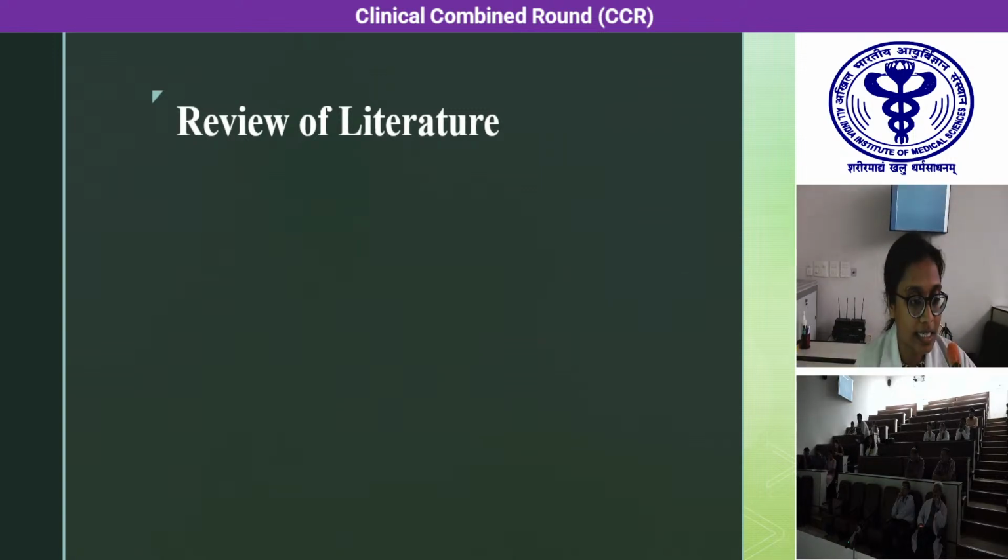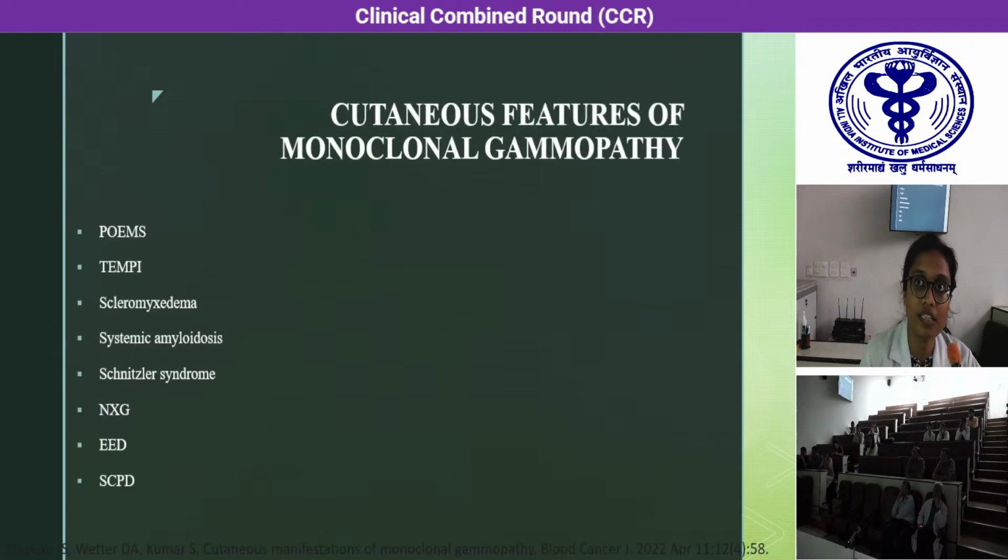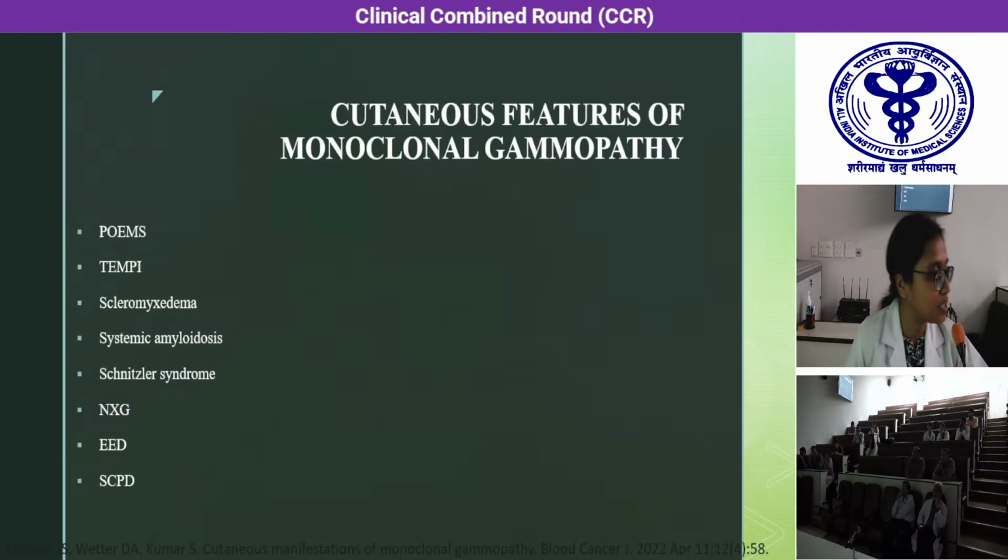Considering the clinical and histopathological evaluation, scleromyxedema was diagnosed, and with bone marrow biopsy involving more than 10% clonal plasma cells and hypercalcemia, a final diagnosis of scleromyxedema with multiple myeloma was made. These are the cutaneous features that make us think of monoclonal gammopathy.